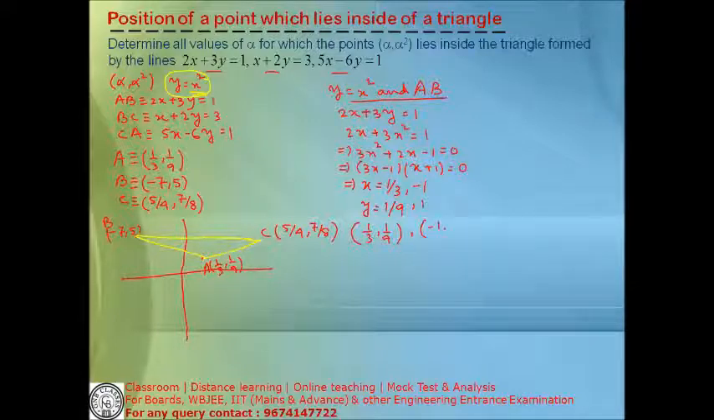Now you see 1 by 3 comma 1 by 9 is very much the point A, isn't it? It means the parabola is passing through the vertex of the triangle ABC, through the point A, and the other point is minus 1 comma 1. This is for the parabola and the side AB. Now let us solve y is equals to x square and the side BC. Just check it, I am just solving it to get the point of intersection with the side BC.